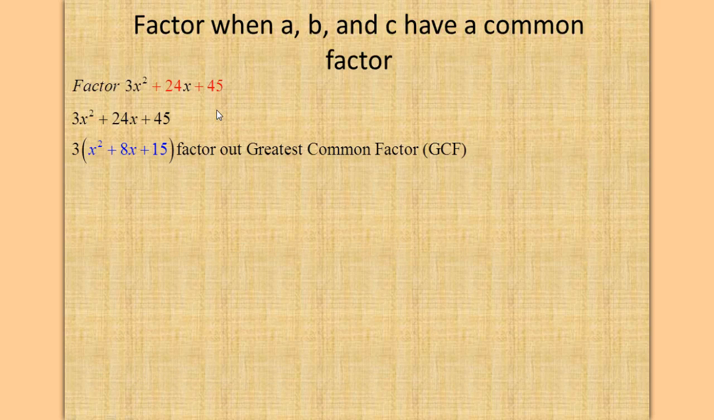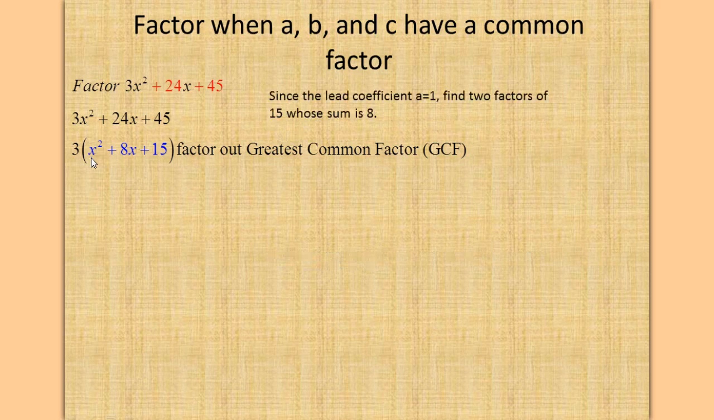Now here's our same equation we had previously. But this time, I noticed that I can factor out a 3 in the beginning. So that leaves me 3 times x squared plus 8x plus 15. Okay, I factored out the greatest common factor. Now, a is equal to 1. Since the lead coefficient a equals 1, find two factors of 15 whose sum is 8.